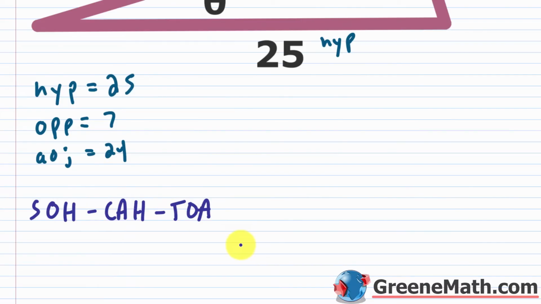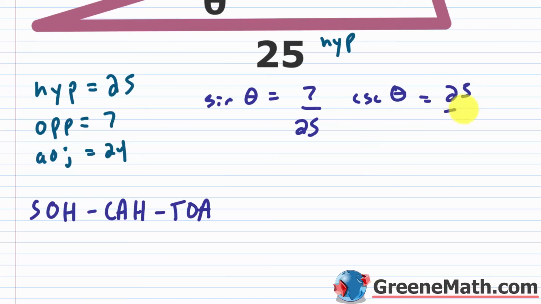Everybody uses this. So for sine of theta, remember it's opposite over hypotenuse, and you can write that out, or we could just say opposite is 7, and hypotenuse is going to be 25, so 7 over 25. The cosecant of theta, again, you're just going to flip this. It's going to be 25 over 7. Here you have your hypotenuse over your opposite.